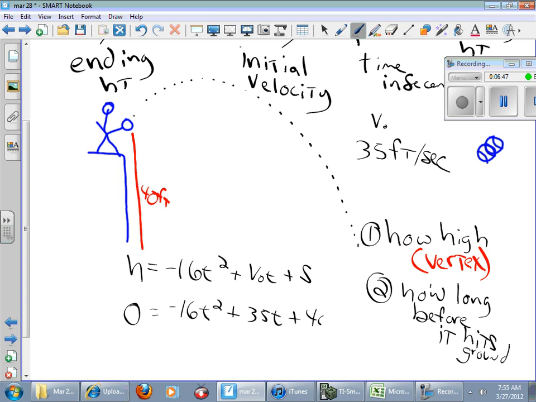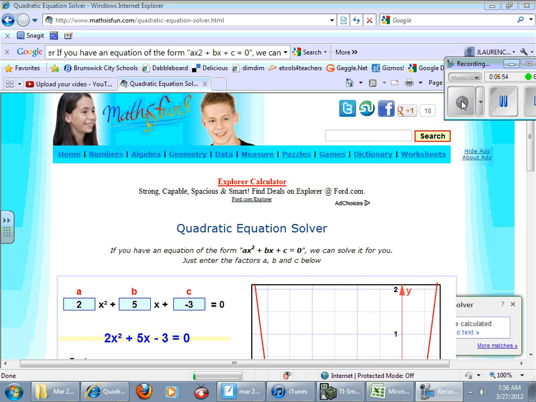There we go. Okay, now I want to show you a real cool website I found. Hold on a second. Hopefully you can see the address, but if not, it's www.math-is-fun.com/quadratic-equation-solver.html. All I did was go onto Google and type in quadratic solver, and quadratic equation solver came up.